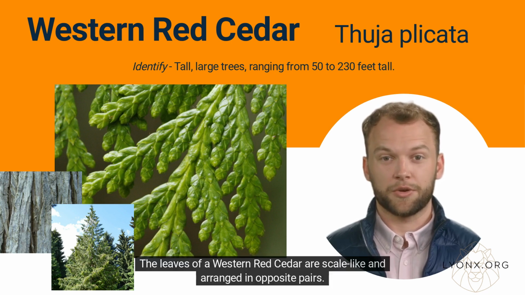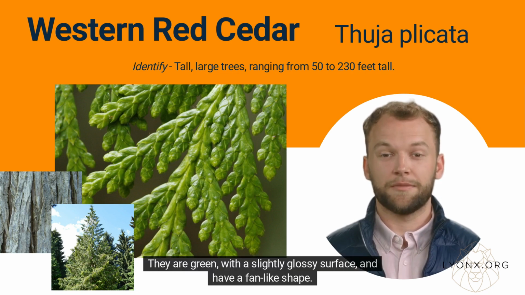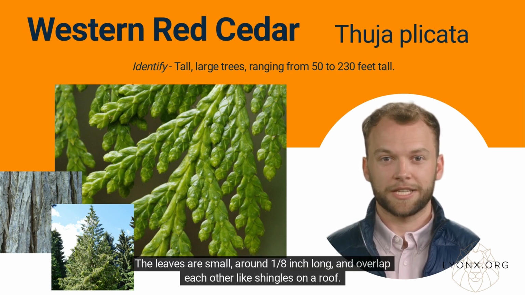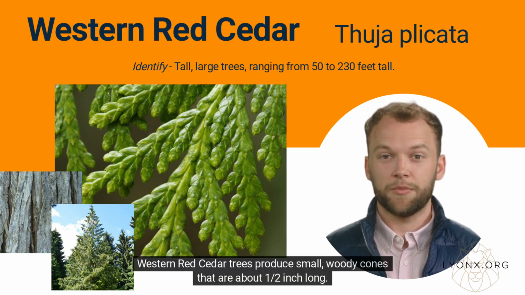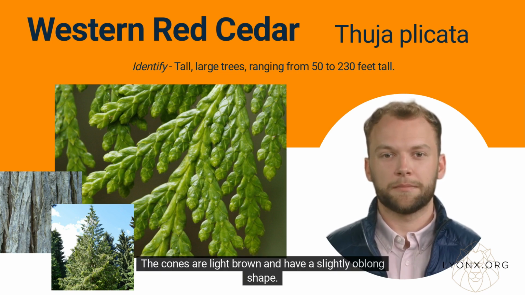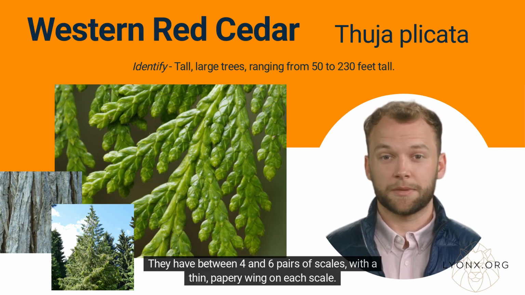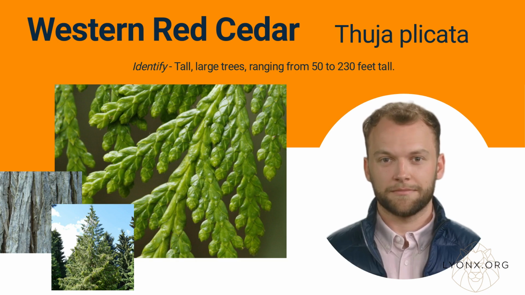The leaves of a Western red cedar are scale-like and arranged in opposite pairs. They are green, with a slightly glossy surface, and have a fan-like shape. The leaves are small, around 1/8 inch long, and overlap each other like shingles on a roof. Western red cedar trees produce small, woody cones that are about 1/2 inch long. The cones are light brown and have a slightly oblong shape. They have between 4 and 6 pairs of scales, with a thin, papery wing on each scale.